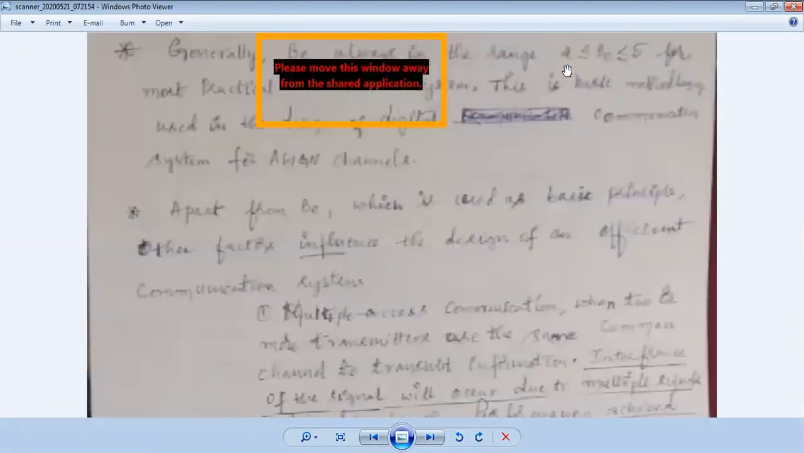Let's come back to this. Generally the bandwidth expansion B_E will range from 2 to 5, that is 2 less than or equal to B_E less than or equal to 5. That means 2 is the minimum and 5 is the maximum, so that we can utilize the bandwidth efficiently. That is the bandwidth expansion for the channel.